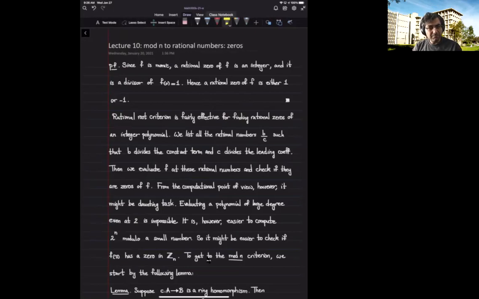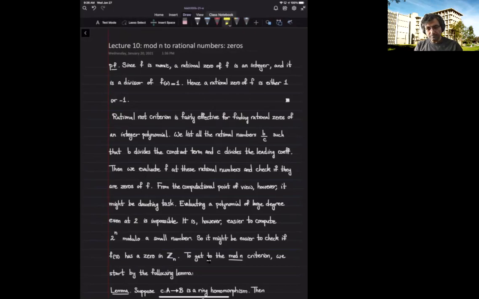Evaluating a large degree polynomial is not an easy task. If I have a polynomial whose degree is, say, 50, then even if you want to evaluate it at 2, it's a computationally hard question because we are dealing with large numbers.